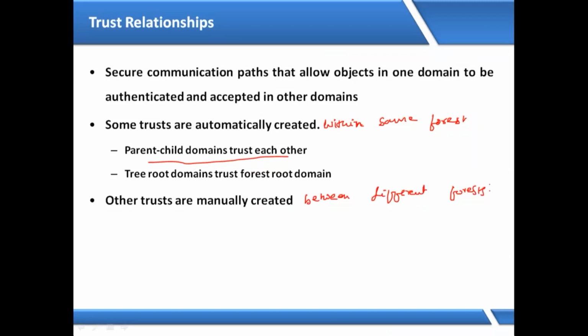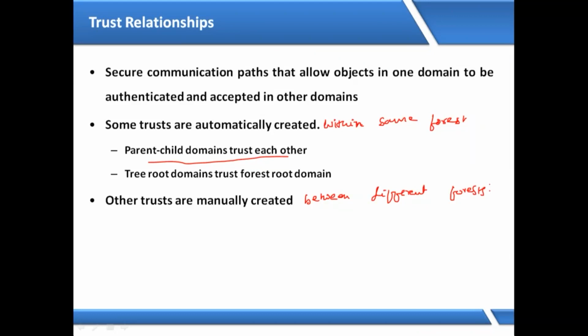Within the same forest, default trust exists, because what is the relationship? Parent and child. So do you need to create a trust between parent and child? No, default trust is created. It will be there between the parent and the child. That's why within the same forest, we don't have to create the trust. A parent domain user can access the resources of the child domain, and the child domain can access the resources of the parent domain within the same forest.